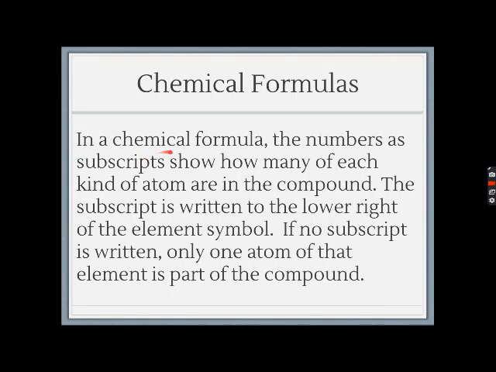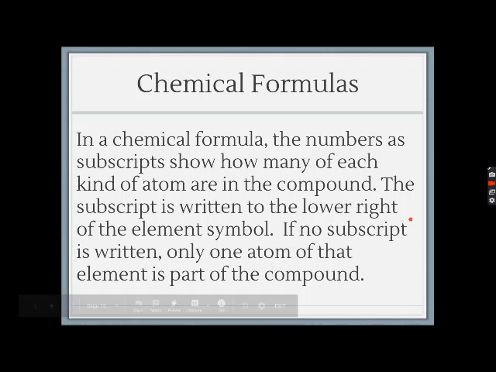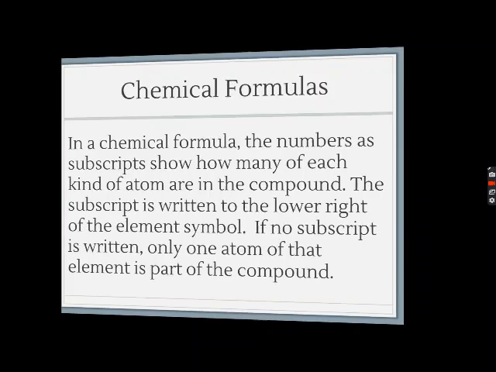So, in a chemical formula, which we've already seen, the numbers as subscripts show how many of each kind of atom are in the compound. The subscript is written to the lower right of the element symbol. If no subscript is written, only one atom of that element is part of the compound. Okay? All right, again, if you need to pause the video to get this down. Otherwise, I'm going to go ahead and move on.